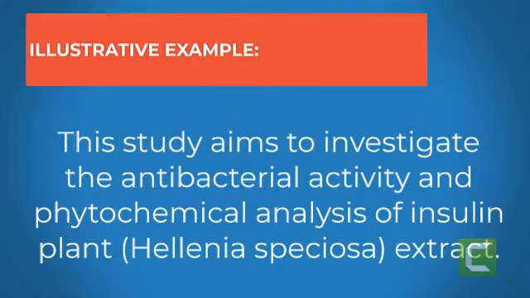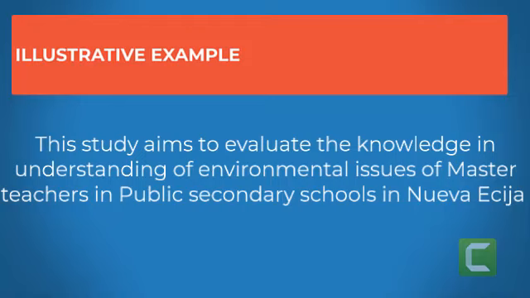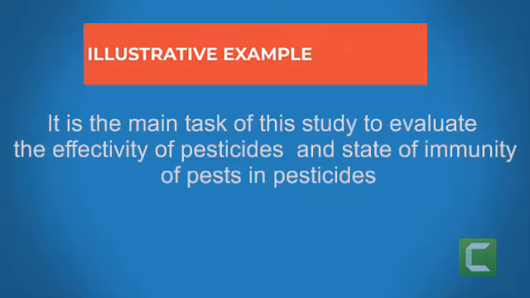So we have here an example. This study aims to investigate the antibacterial activity and phytochemical analysis of insulin plant, Helenia speciosa extract. Another example is, this study aims to evaluate the knowledge and understanding of environmental issues of master's teachers in public secondary schools in Nueva Ecija. And the last example, it is the main task of this study to evaluate the effectivity of pesticides and states of immunity of pests and pesticides.